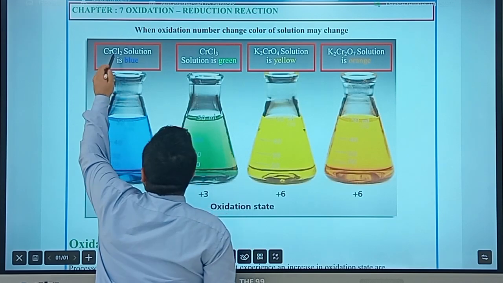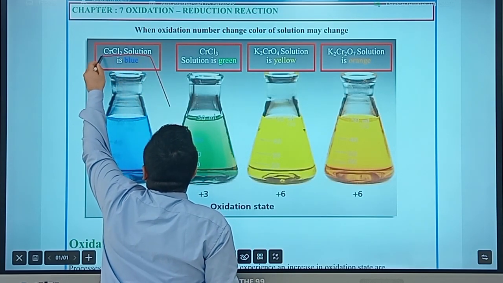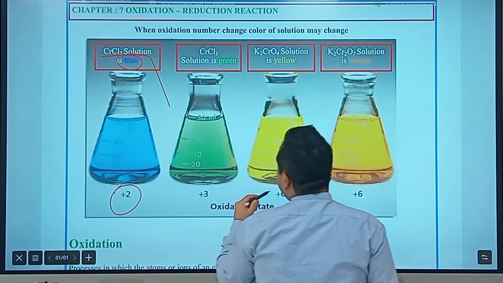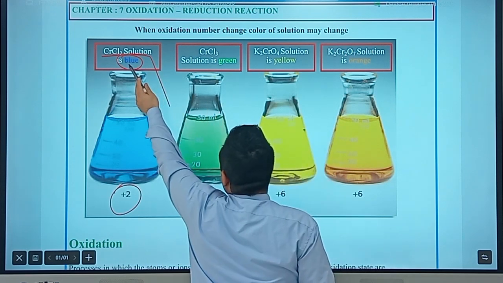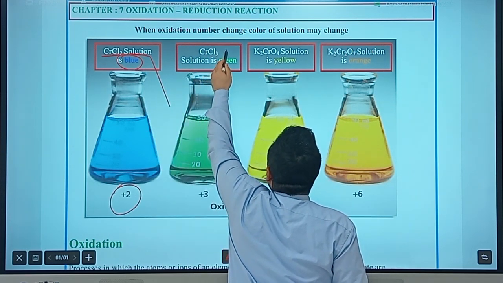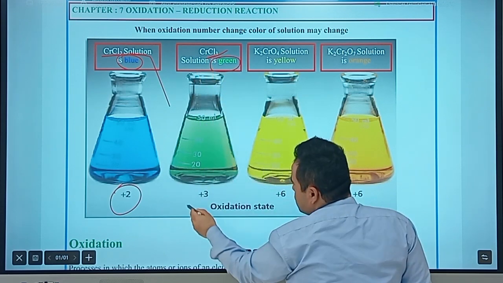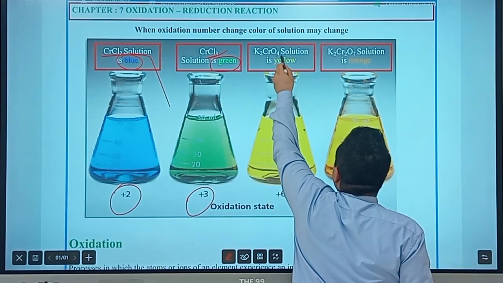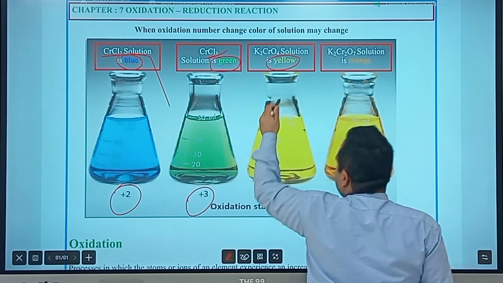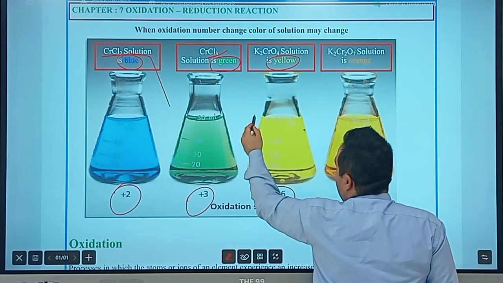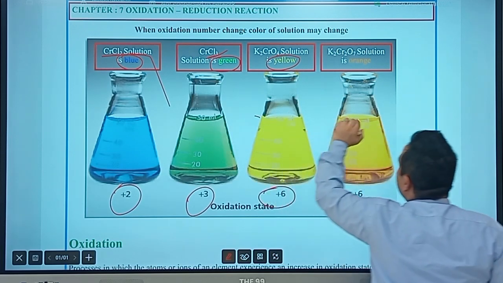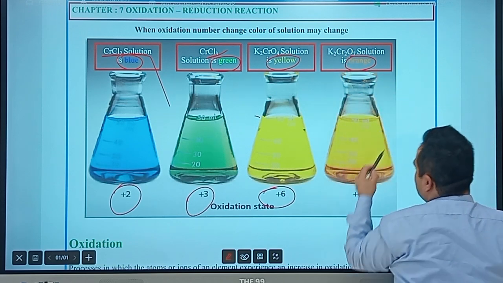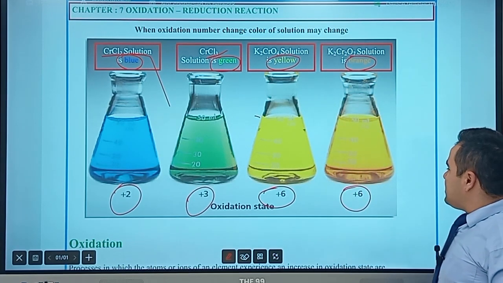Have a look. Here we have got chromium chloride, guys, CrCl₂. It's blue, and the oxidation number is positive 2. When it becomes chromium 3 chloride, it is green, and the oxidation number of chromium is positive 3. How about K₂CrO₄? The chromium in this case changes to positive 6 and it has a yellow color. And in the K₂Cr₂O₇ solution, the chromium has an orange color and its oxidation number is positive 6.